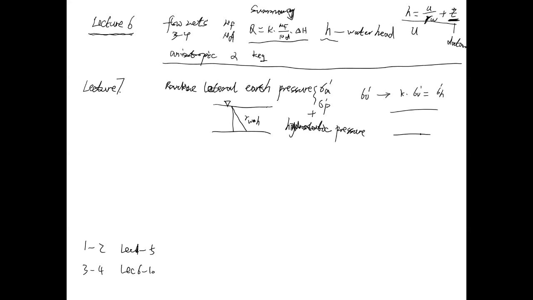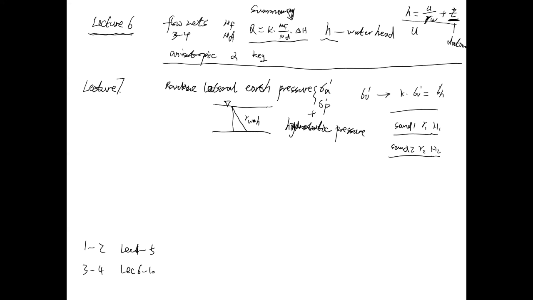You may have 2 layers of soil, maybe sand 1 and sand 2, and you are given gamma 1, H1, gamma 2, H2. You are required to calculate the lateral earth pressure. So you work out the vertical effective stress first.